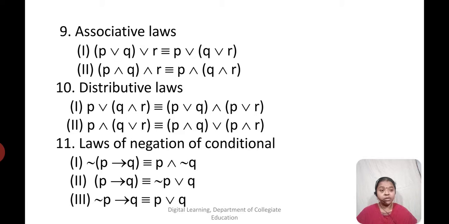Now the 11th one is very important because we will be using this in future problems. They are known as laws of negation of conditional. So negation of P implies Q is always written as P and negation Q. The main thing to observe here is that when I say negation of P implies Q, P remains as it is, implies will become and, and negation Q is negation Q itself.